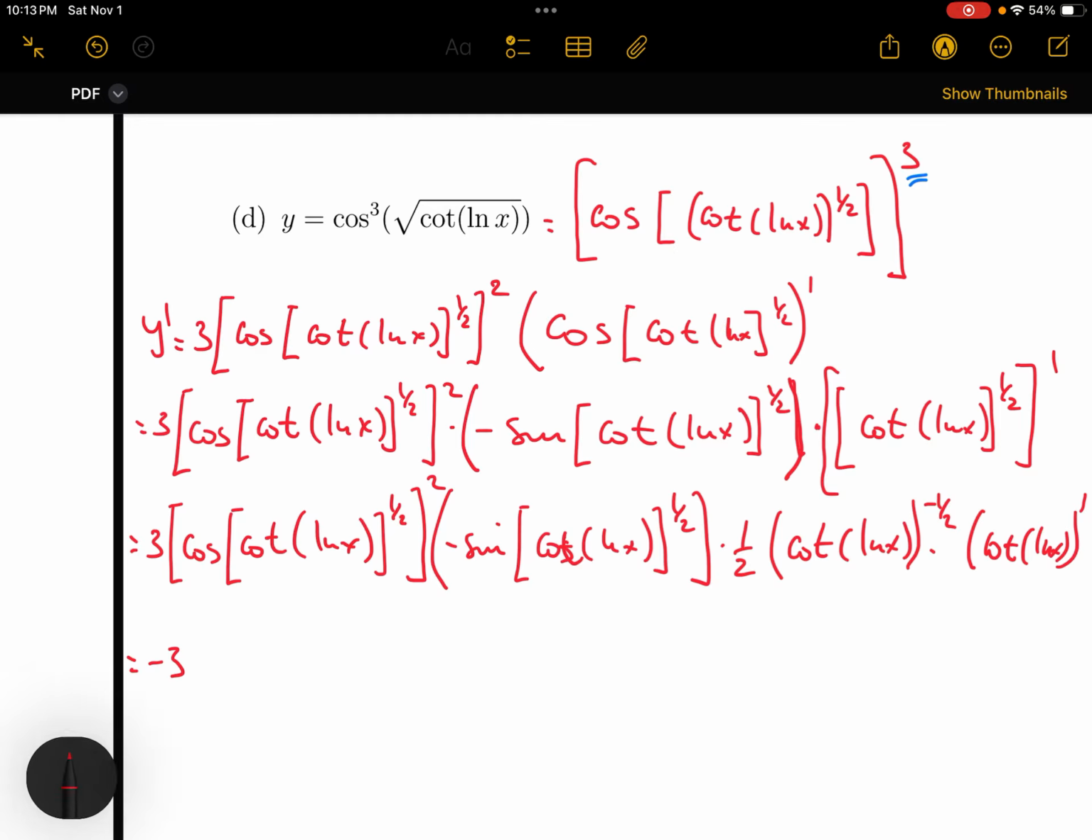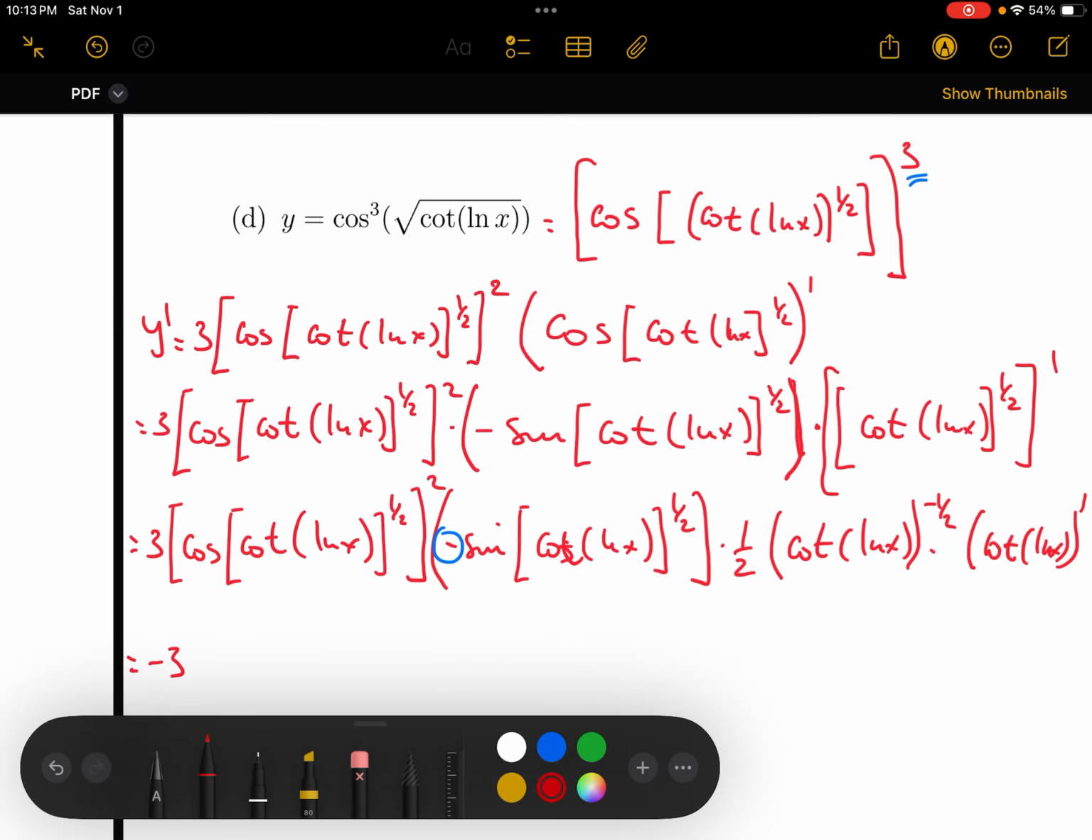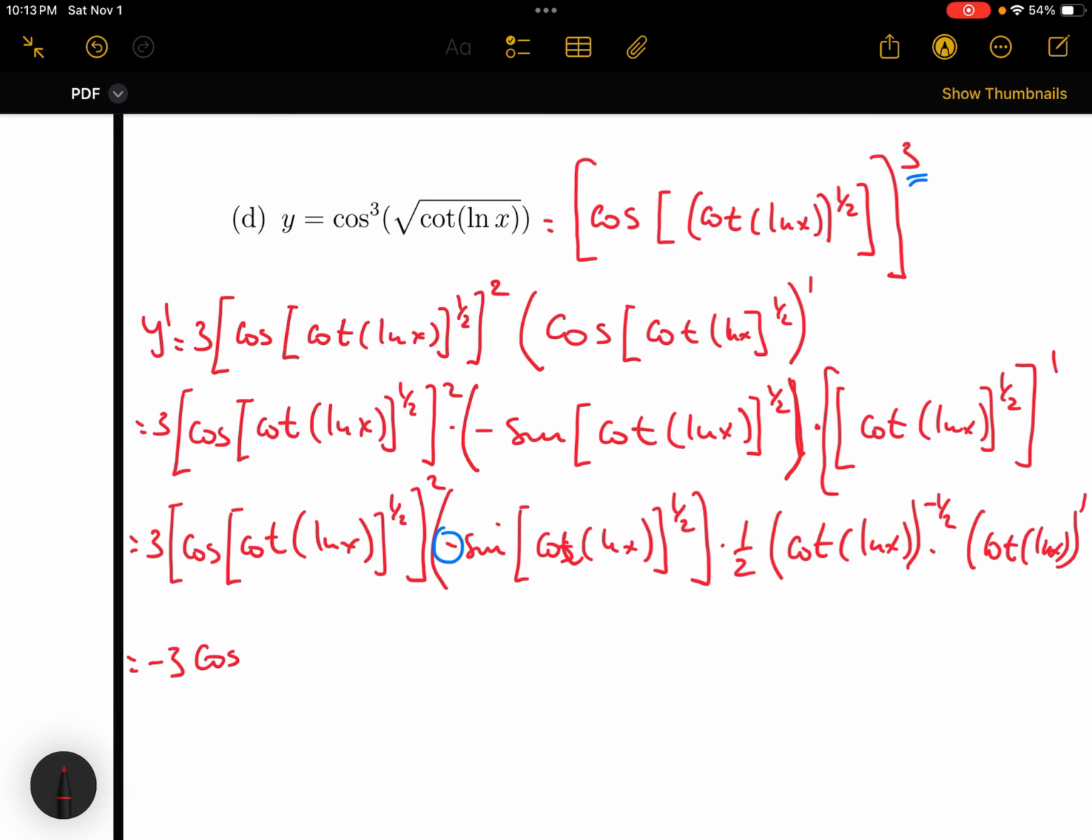That is equal to negative 3. This negative comes from here. I take this negative and put it in front of the 3. No need to do that as long as you keep the parentheses right. So this is cosine squared of cotangent of ln of x to power 1/2 times sine of cotangent of ln of x to power 1/2. I can write this 3/2. That's this one right here.